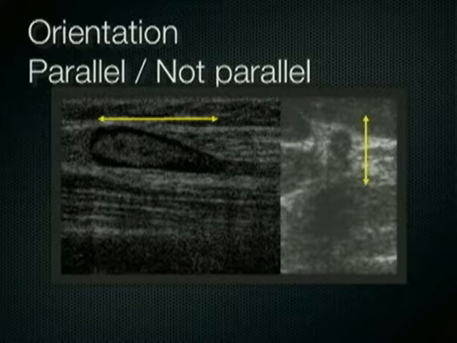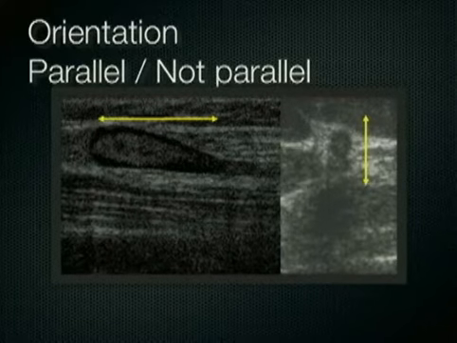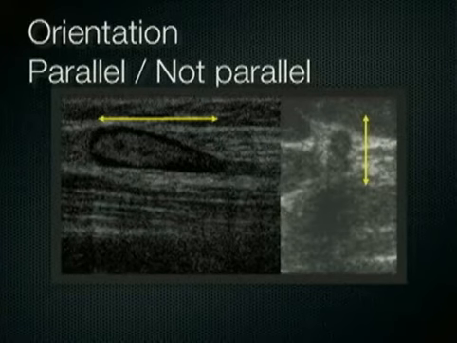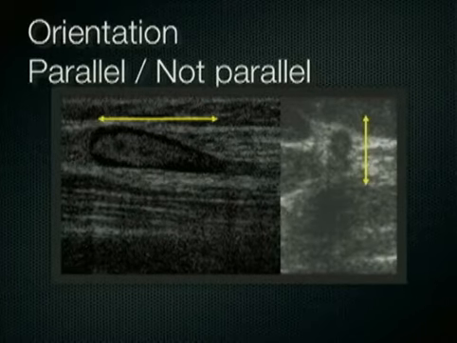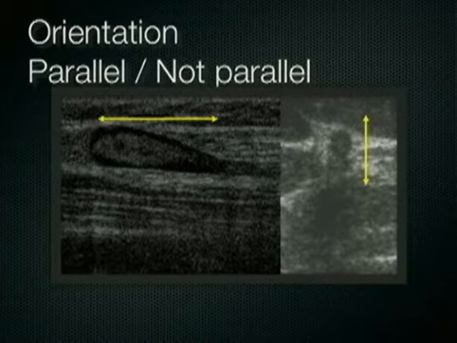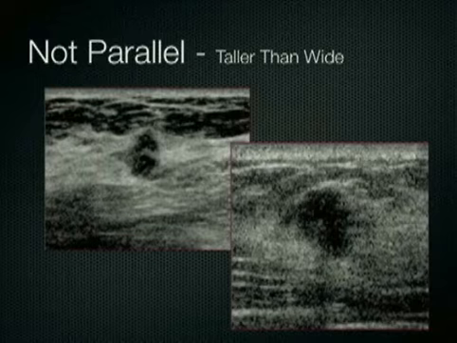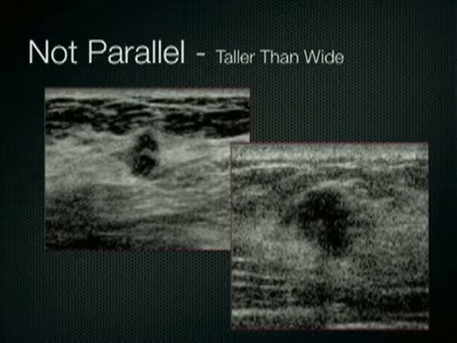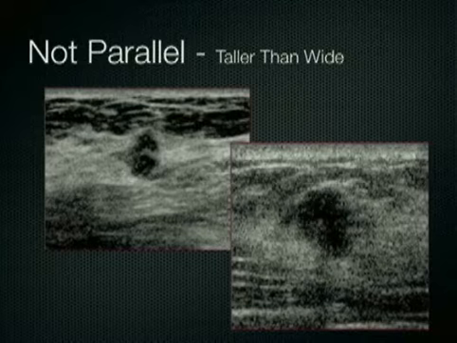Here examples of parallel and not parallel lesions are shown. An intramammary lymph node on the left, which is parallel to the skin, and a small cancer, which is not parallel, on the right. Here another example of an invasive cancer in which the long axis is perpendicular rather than parallel to the skin.